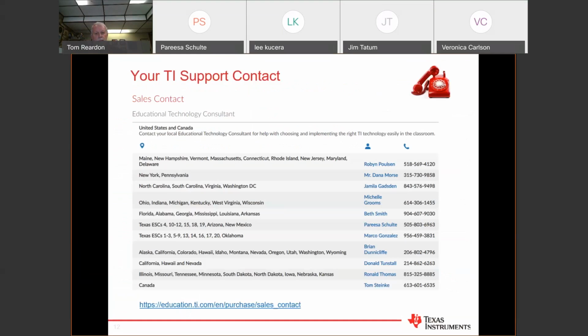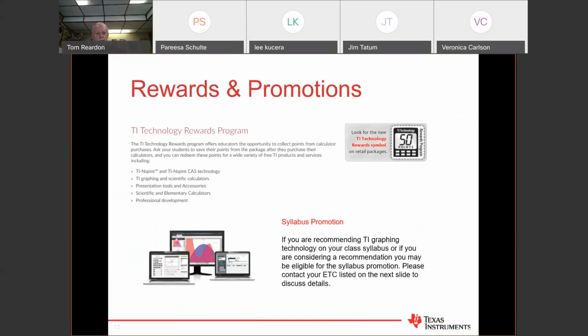So one thing we wanted you to be aware of is our technology rewards program. As a college professor, we have a separate technology rewards program for universities and colleges that you can redeem for different technology for your whole department. You can redeem for graphing calculators, software, PD, whatever you'd like. And that can be found on our website, education.ti.com.